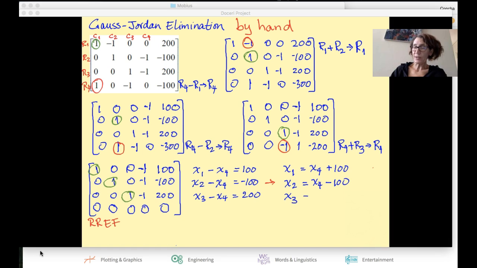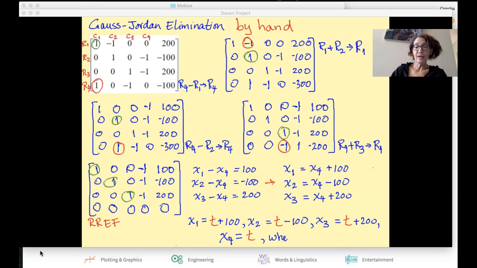The last one gives me x3 equals x4 plus 200. And now we can see that x4 is the free variable, and so we can replace it with a parameter, and we get the following solutions. x1 is t plus 100, x2 is t minus 100, x3 is t plus 200, and x4 is t, and we have to say where t is any real number.